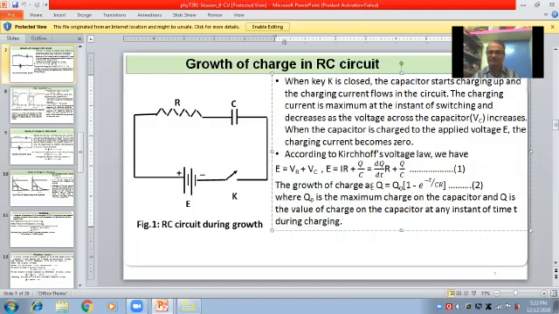The growth of the charge is given by Q is equal to Q naught into 1 minus e raised to minus t upon CR, where Q naught is the maximum charge on the capacitor, and Q is the value of charge on the capacitor at any instant of time t during charging. So next we'll move ahead.